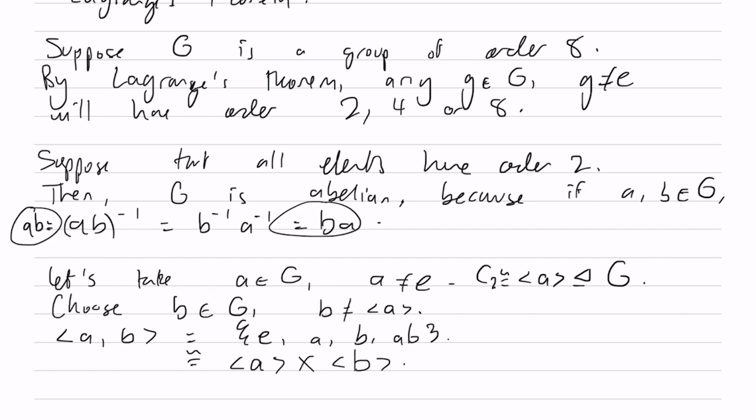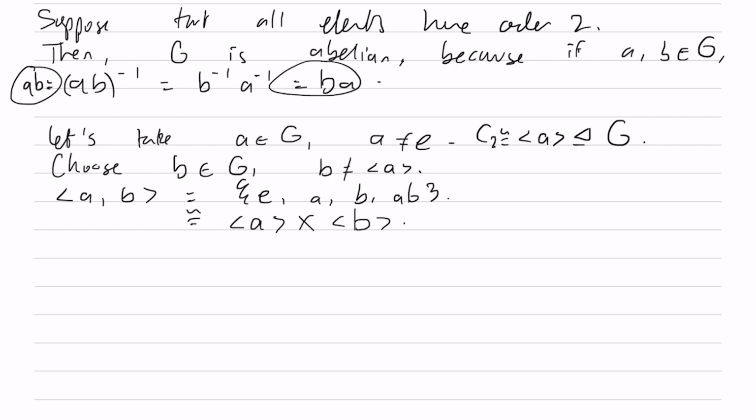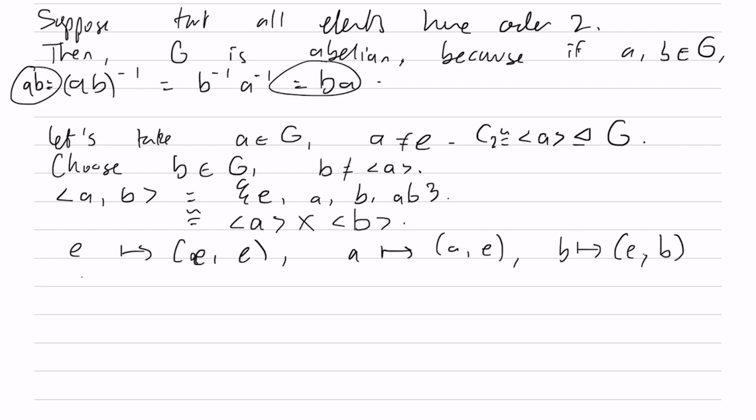Why is that? Well, we just consider the natural isomorphism between these two groups, where the identity is sent to the identity in both parts. A is sent to (A, identity), B is sent to (identity, B), AB is sent to (A, B). Now this is a group of order 4, because it's just C2 cross C2.